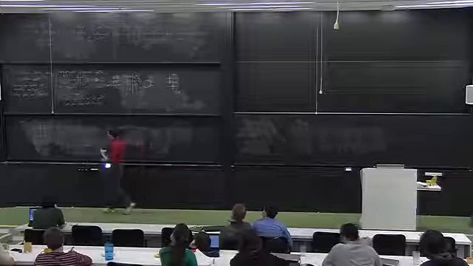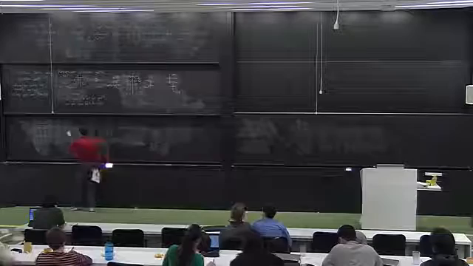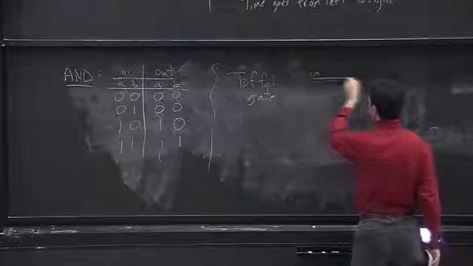So the solution is to go up to a 3-bit gate and to keep both input bits as well as the output bit. So this is called the Toffoli gate. And so the way it works is now it's a 3-bit gate. So we have 3 input bits and 3 output bits.